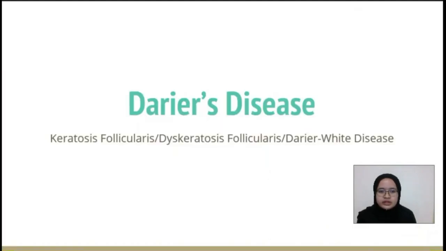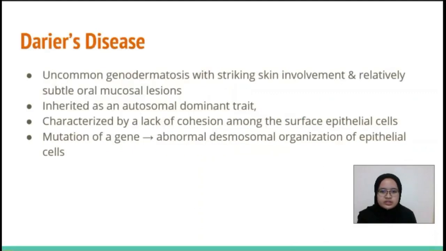Next is Darier's disease. So Darier's disease is an uncommon genodermatosis with striking skin involvement and relatively subtle oral mucosal lesions. This condition is inherited as an autosomal dominant trait, having a high degree of penetrance and variable expressivity. A lack of cohesion among the surface epithelial cells characterizes the disease, and mutation of the gene, which is identified as ATP2A2, has been identified as the cause of abnormal desmosomal organization of epithelial cells.